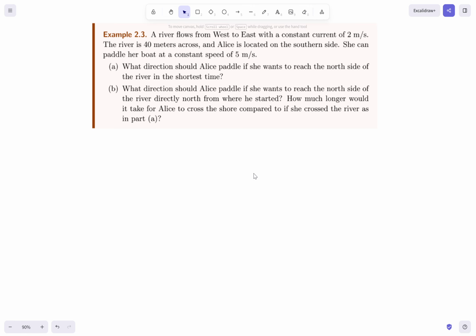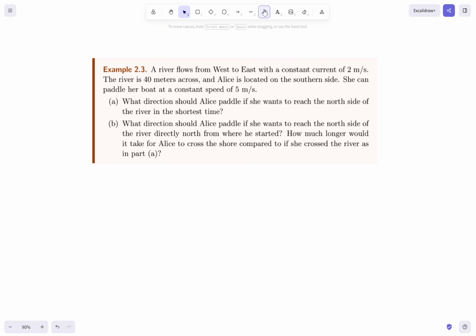Back, and we're going to be doing this example in 2D kinematics. It's a vector question. It should be okay.